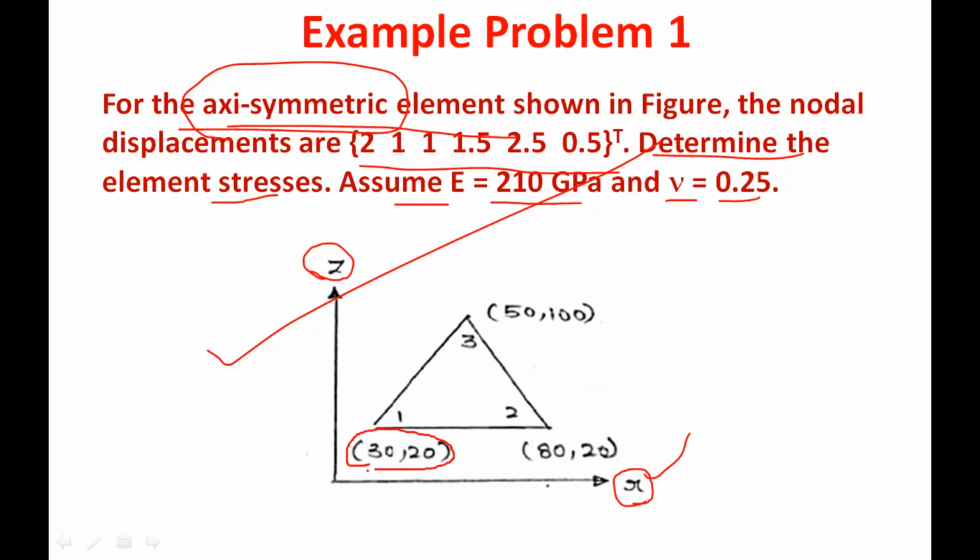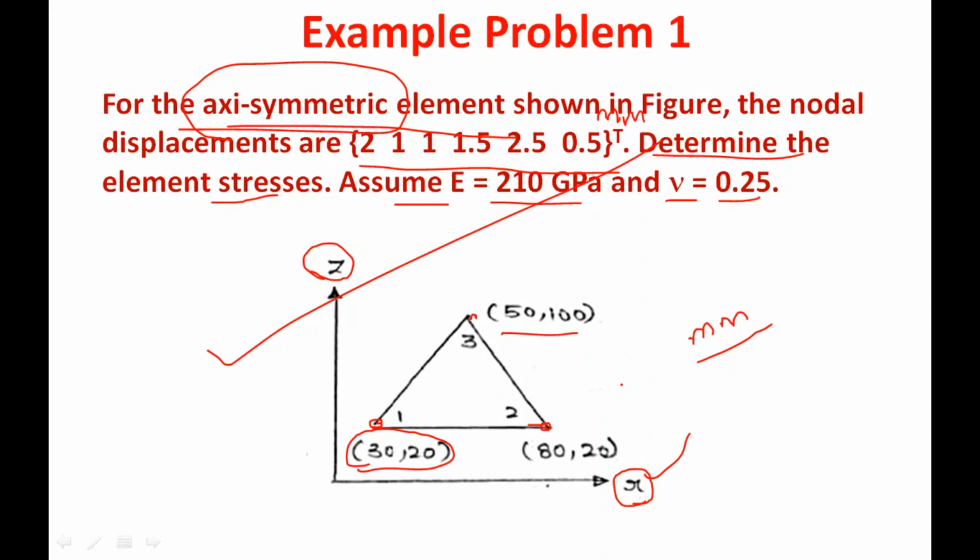Coordinates for each node are given in this diagram. Node 1 is 30, 20, node 2 is 80, 20, node 3 is 50, 100. All dimensions are in mm. I forgot to mention that the displacements are also in mm. We will solve this problem using the same procedure we followed in the plane stress and plane strain conditions. So this is the type 1 problem we are going to see.